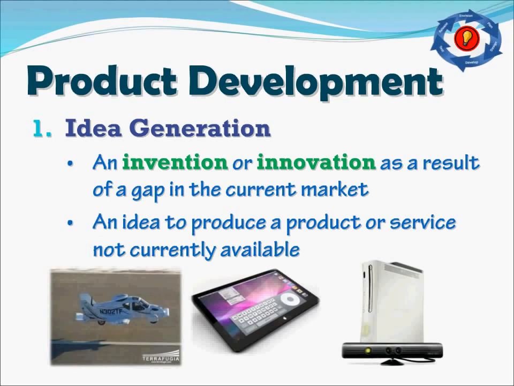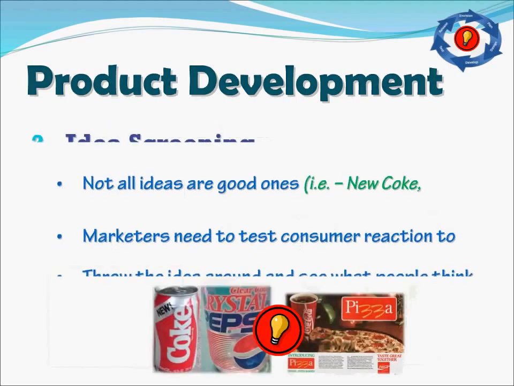What ideas do you have? What new products do you think could be successful? Will these new products be inventions or innovations? Whether or not they are inventions or innovations, at some point, someone generated these ideas. An idea to produce a product or service that is not currently available is this first stage. So the idea of a flying car, the idea of an iPad or a tablet device, the idea that you can play video games without using a controller. All of these amazing ideas started at this first stage.